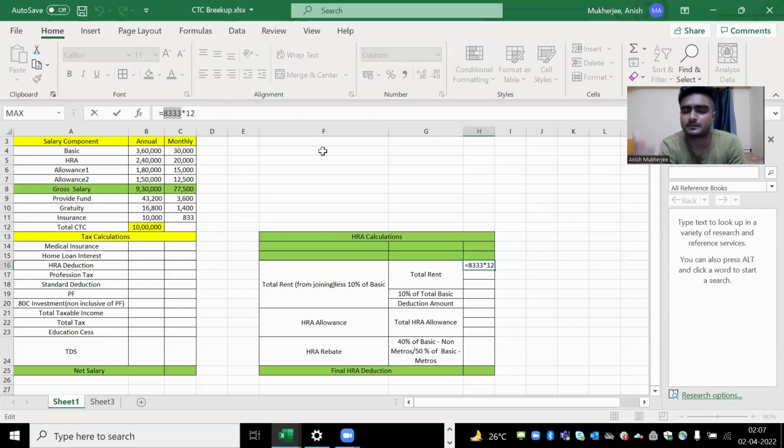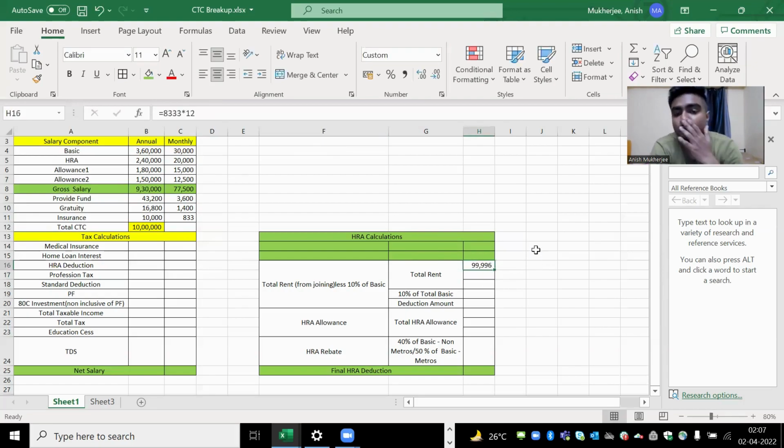So I'm just assuming that you're paying 8,333 rupees per month. That will be the number; you can modify it from your end as well. What I'm basically doing is calculating the total rent that you have paid in the entire financial year, starting from 1st of April 2022 to 31st of March 2023. This is basically your total rent.